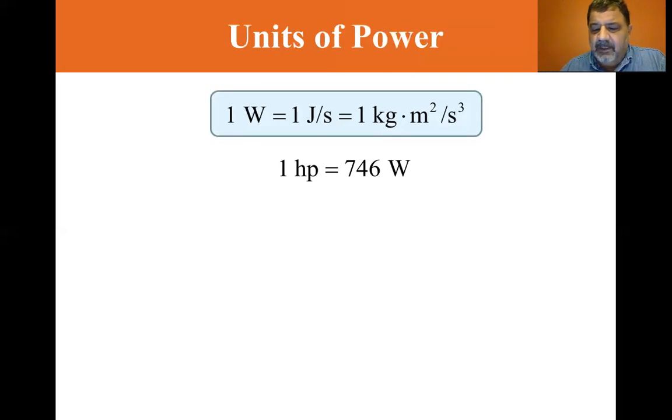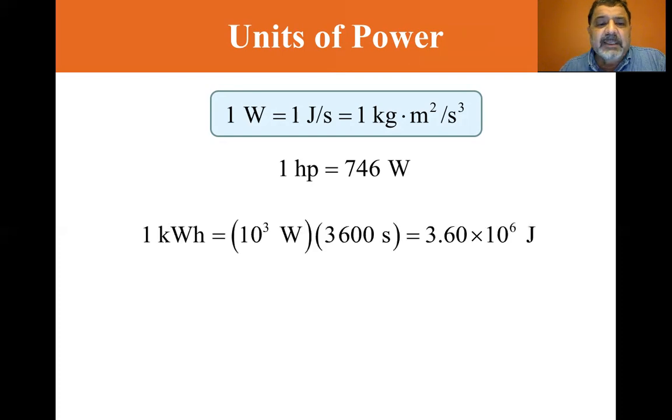The unit of energy or work defined in terms of unit power is 1 kilowatt hour, which is 10 to the 3 watts times 3,600 seconds. So that's 3.6 times 10 to the 6 joules. It's the energy transferred in 1 hour at a constant rate of 1 kilowatt. A kilowatt hour is a unit of energy, not power.